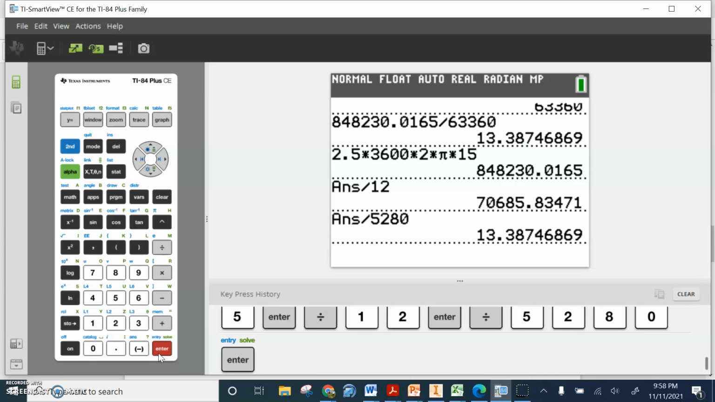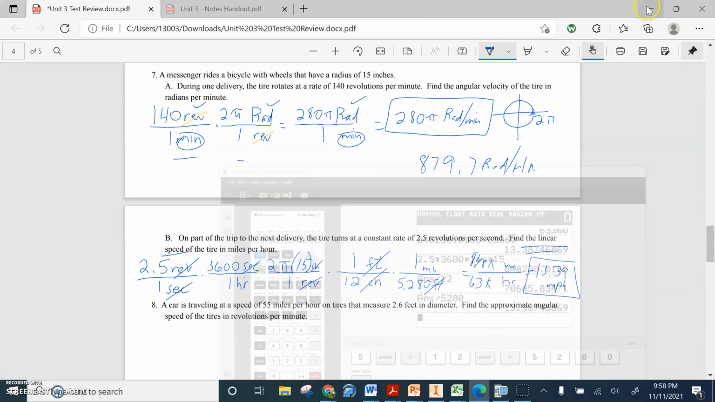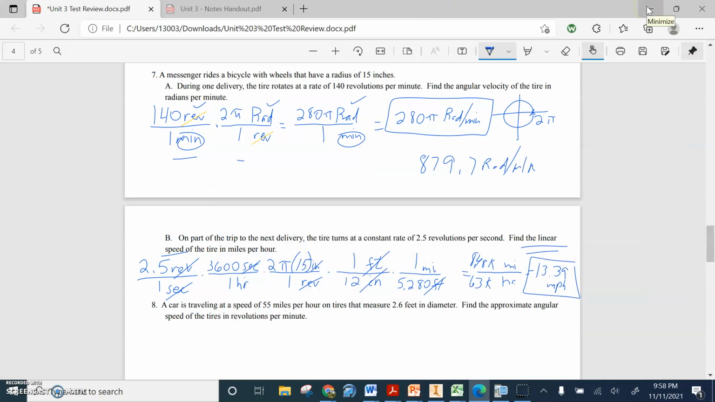So you could do it that way. There's lots of ways to do it, but your goal is to get that fraction reduced. So there you have it. You have questions 7, A and B, and we will get to 8 in the next video.